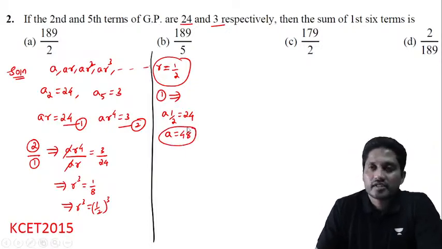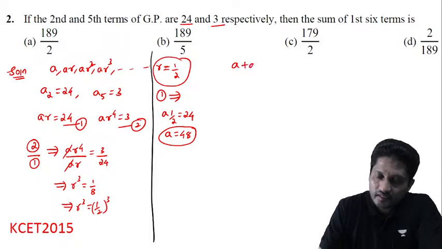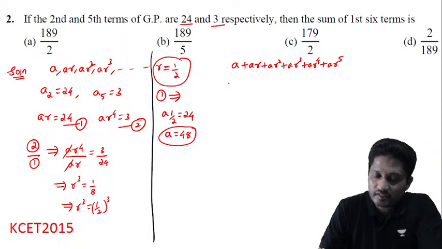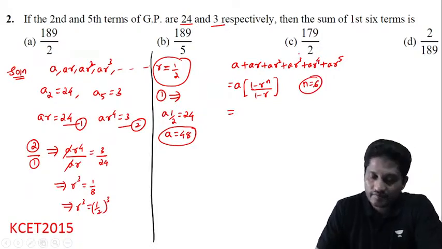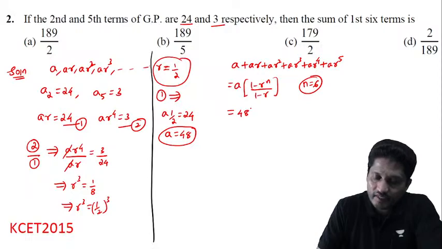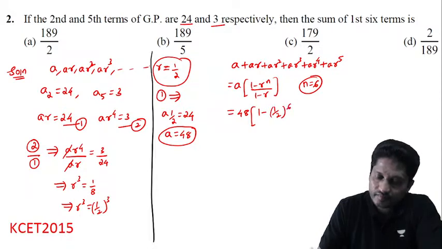So I know the value of a, I know the value of r. I should find the sum of first 6 terms. This is a plus ar plus ar square plus ar cube plus ar power 4 plus ar power 5. Sum of first 6 terms is a into 1 minus r power n divided by 1 minus r. That's the formula. Here n is equal to 6 because the number of terms is 6. If I substitute, a is 48, 1 minus r is 1 by 2 power 6, divided by 1 minus r.